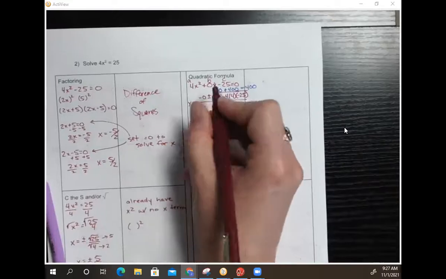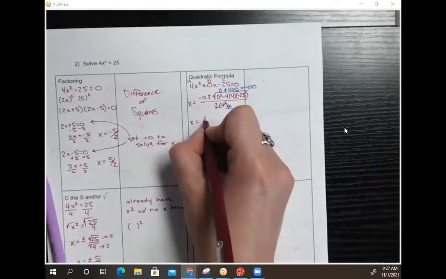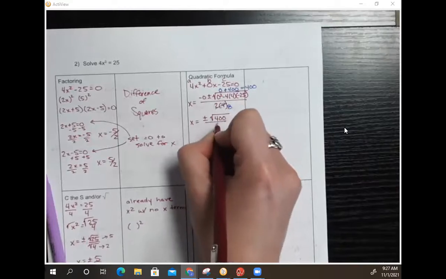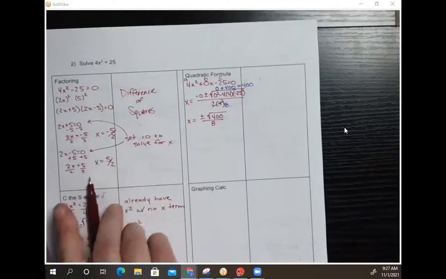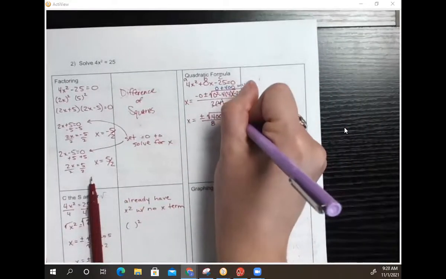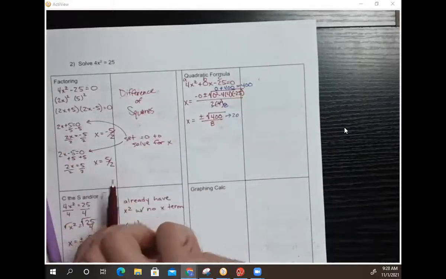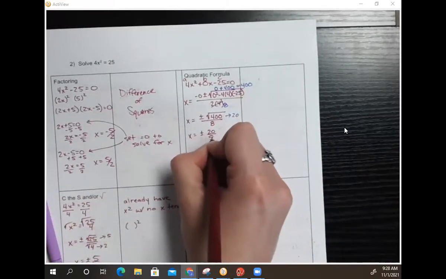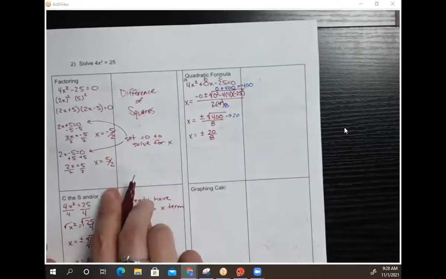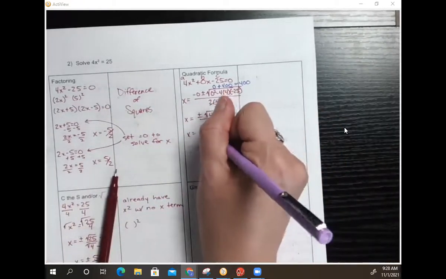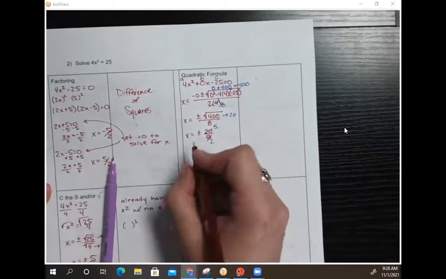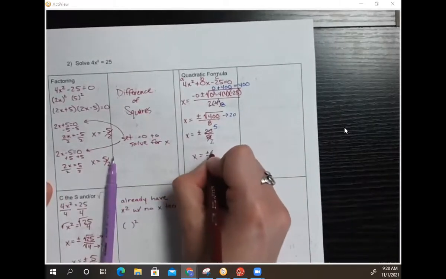So I get x equals, this negative 0 isn't doing anything, so I can just do plus or minus the square root of 400 over 8. The square root of 400 would be 20. So I get x equals plus or minus 20 over 8. We can reduce this. These are both divisible by 4. 20 divided by 4 is 5. 8 divided by 4 is 2. So I get x equals plus or minus 5 over 2.